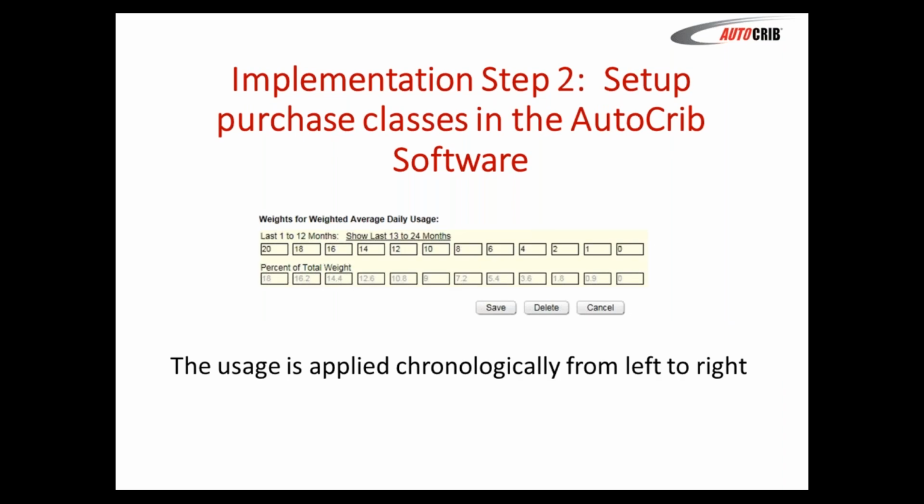The final step in setting up purchase class is setting up the weights for the weighted average daily usage. Each month must be defined with a multiplier to increase or decrease the weight applied to that month's usage. When setting up the weights, a greater emphasis is usually given to recent usage history to determine demand, because the most recent usage history is a better predictor than transactions that occurred several months ago. The result is a weighted monthly usage per item.